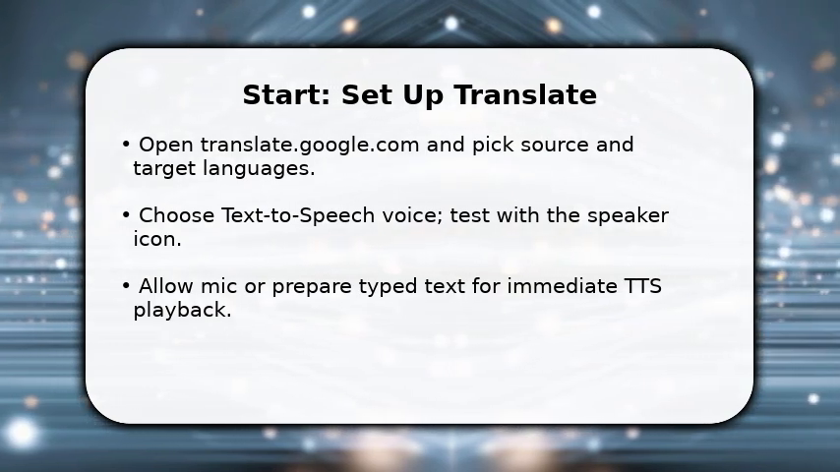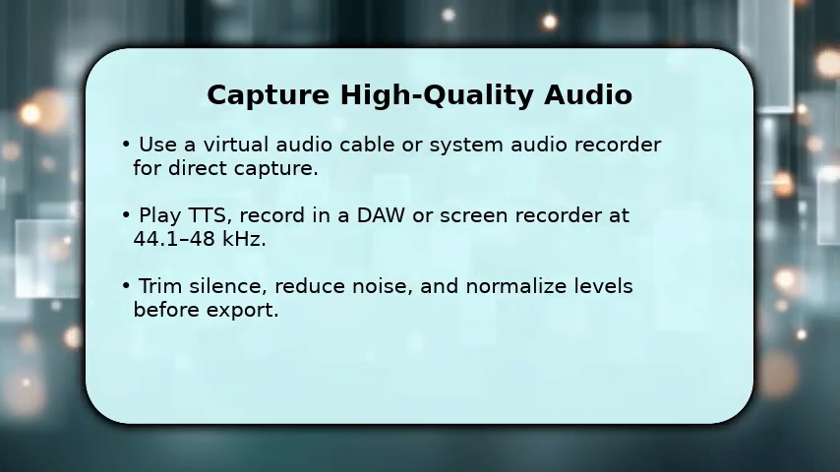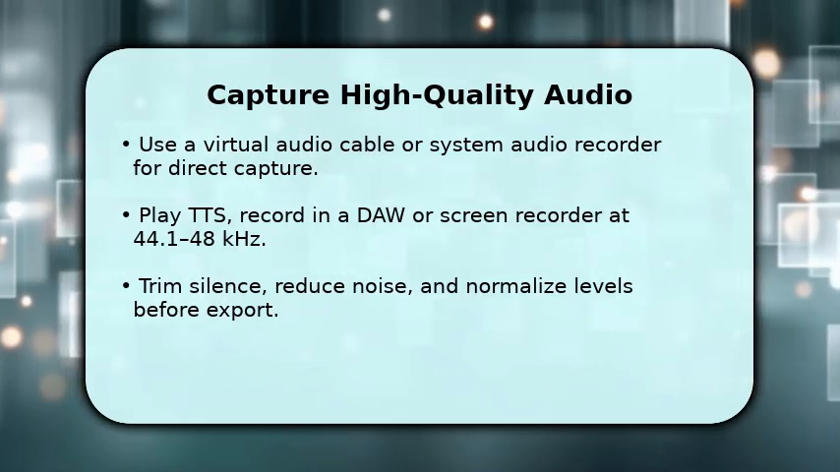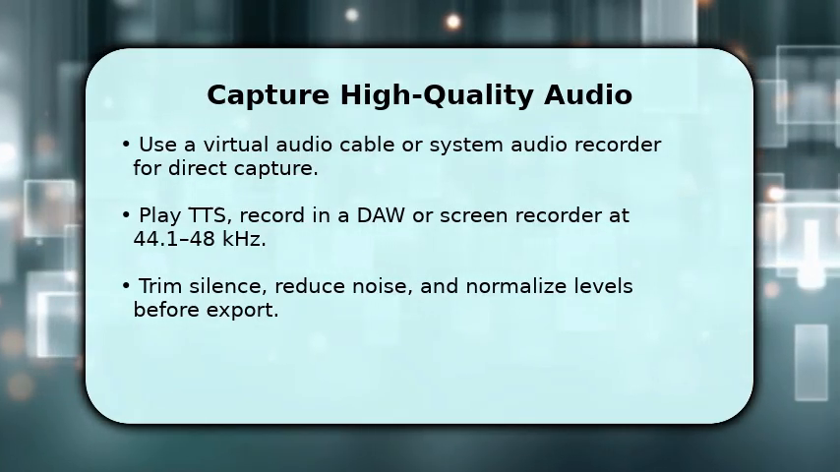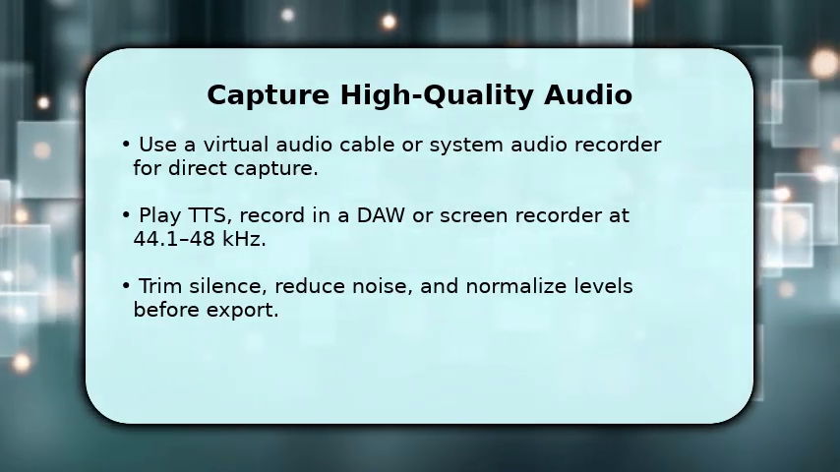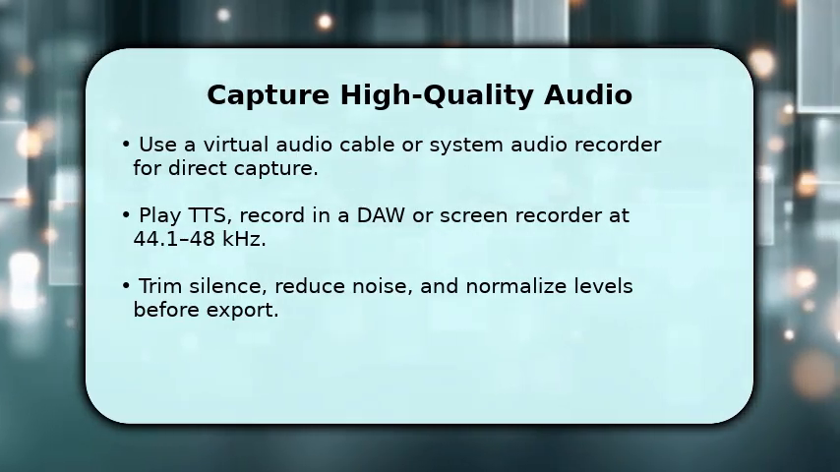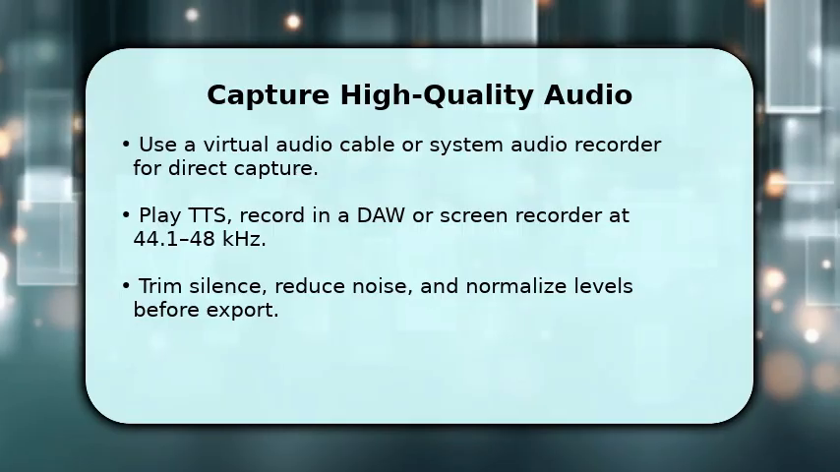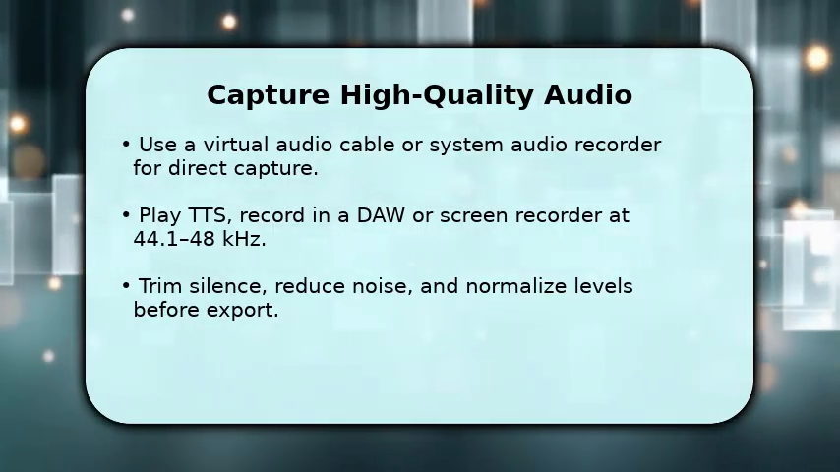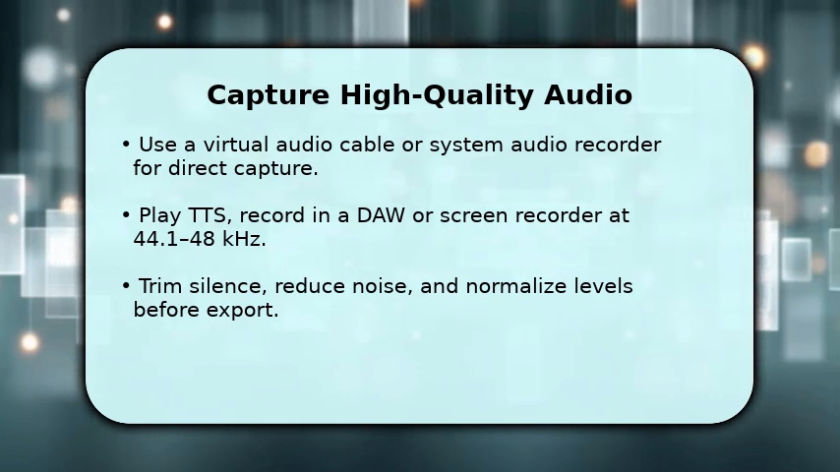Route your browser audio into a recording app or use a virtual audio cable so you record digital audio instead of re-recording with a mic. Play the Google Translate speaker while recording in a DAW or screen recorder at 44.1 or 48 kHz to preserve quality. Once recorded, trim leading/trailing silence, apply light noise reduction if needed, and normalize levels so the voice sits consistently in your mix. This prevents pops and uneven volume during editing.